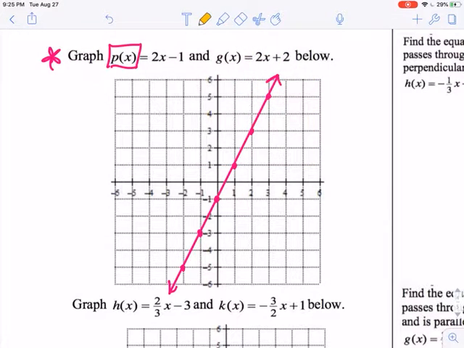And then I will graph g of x in yellow. So I'm going to start at 2. I'm going to go up 2 over 2, up 2 over 1. Same thing here.